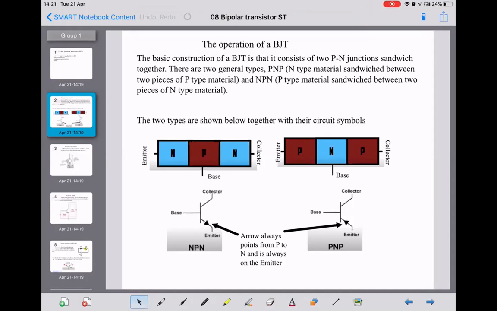Below each of those, you've got the circuit symbol for both NPN and PNP transistors. You always have an arrow on the emitter, and the arrow always points from P to N. So your base on your NPN is P-type, your emitter is N-type, and the arrow is pointing outwards towards the emitter terminal. On the PNP type, the arrow is pointing inwards from the P-type emitter material to the N-type base material.